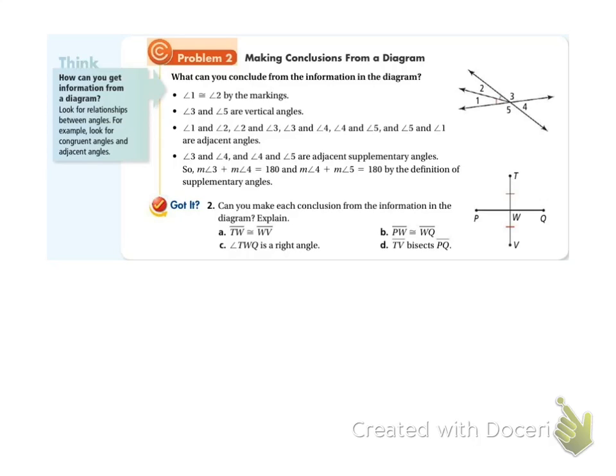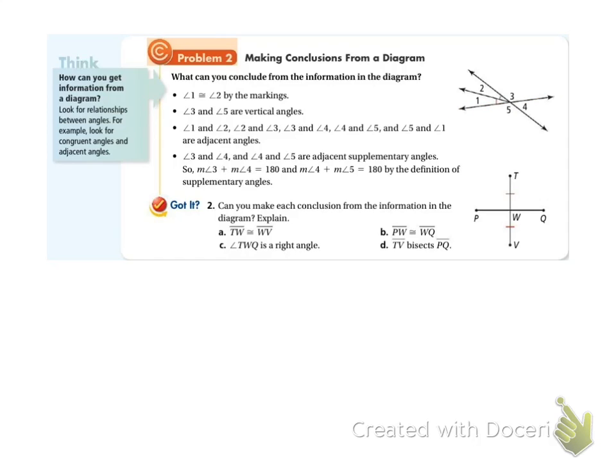And then I know that angle 3 and angle 4 are adjacent supplementary angles. They're adjacent, they're next to each other, and they add up to 180 because they form a straight line. I also know that 4 and 5 are adjacent supplementary angles because they're next to each other and they make a straight line.